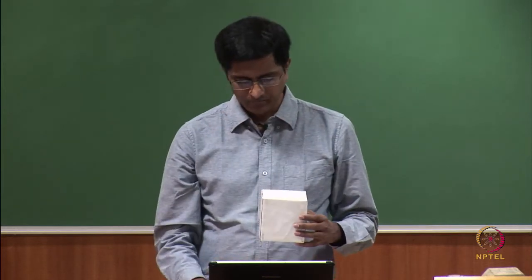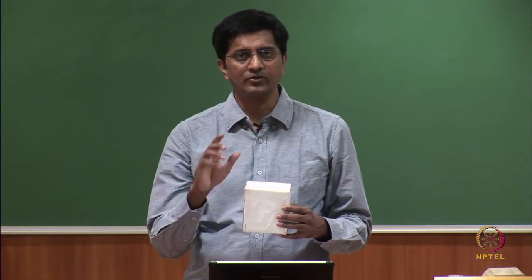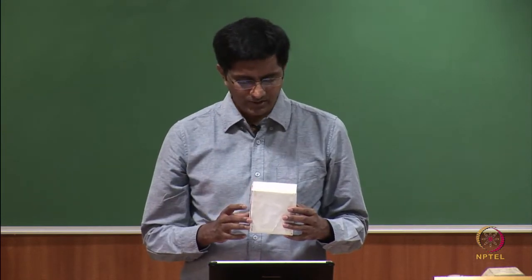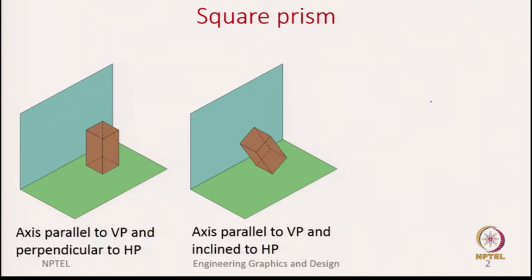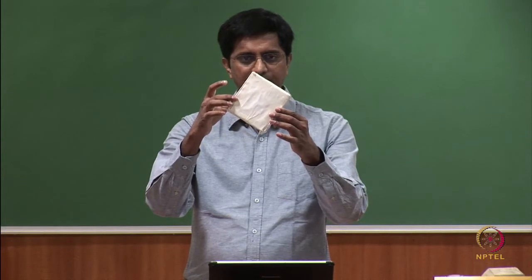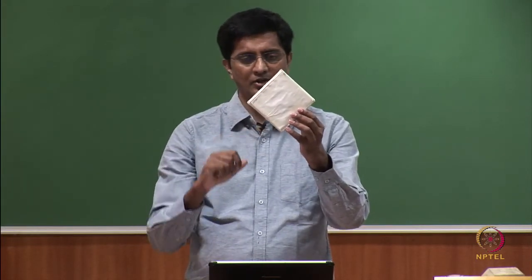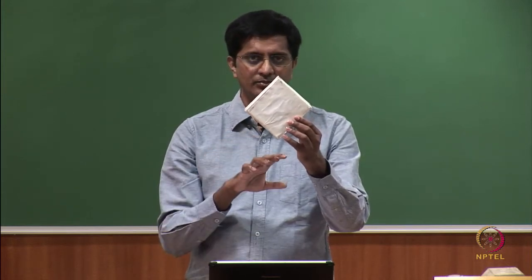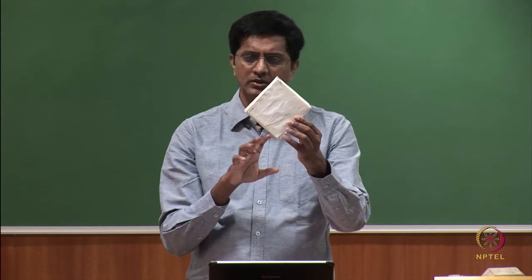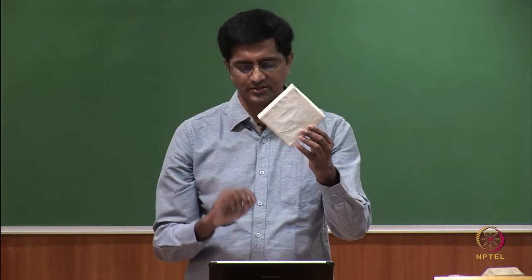But now let us say it is inclined to one of the planes. Here it says the axis is parallel to the vertical plane. Now, let us say I am tilting this, so this axis will be at an angle to the horizontal plane. Okay. So, it is not as simple as the first orientation, but it is reasonably simple because it is only inclined to one of the planes.